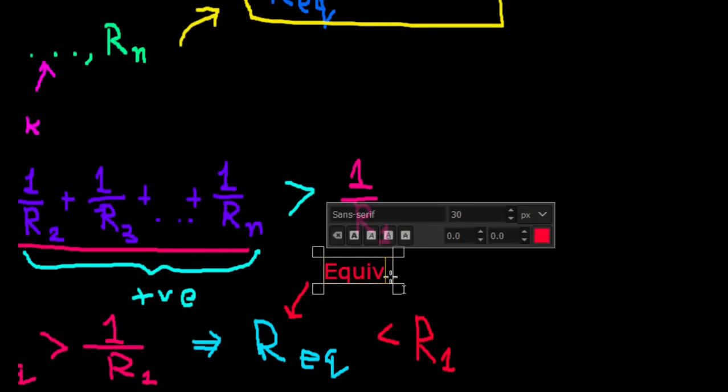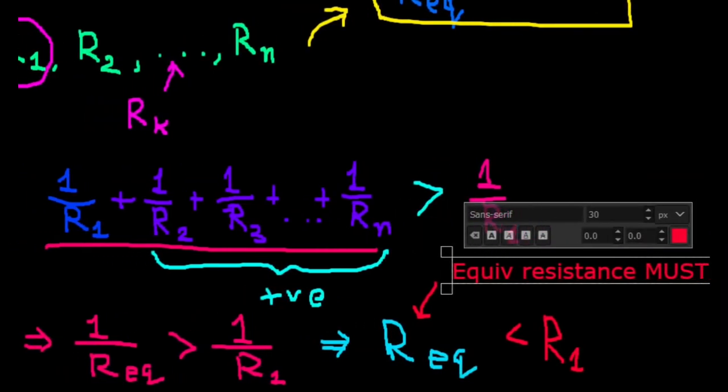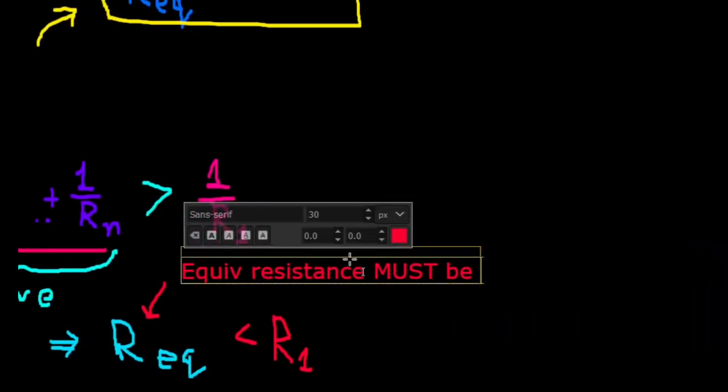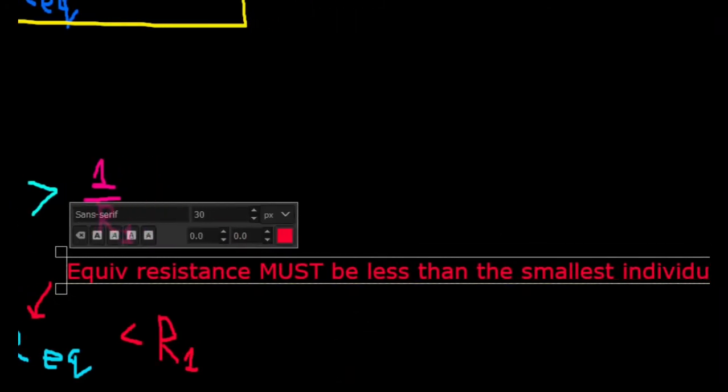So the equivalent resistance must, again, I'll assume that there's no short circuit. And what happens when you have a short circuit is obviously you get an equivalent resistance of zero. It must be less than the smallest individual resistance for a parallel combination.